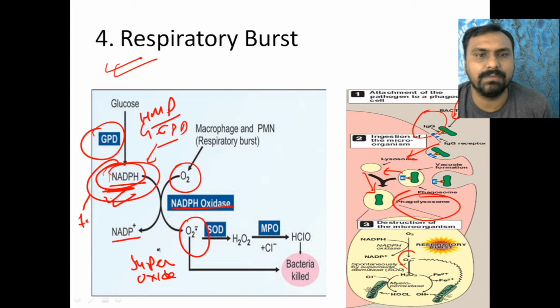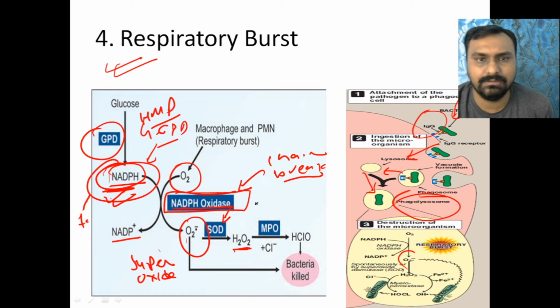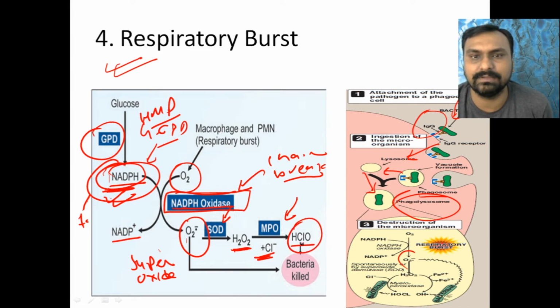So oxygen will be converted to superoxide radical. A very important enzyme is NADPH oxidase. Remember, this is frequently asked. Now this superoxide radical is converted to H2O2 by the superoxide dismutase enzyme. So this is very important. It is a chain breaking antioxidant. And this H2O2, with the help of the myeloperoxidase enzyme and chloride, is converted to hypochlorous acid, and this hypochlorous acid will kill the bacteria.